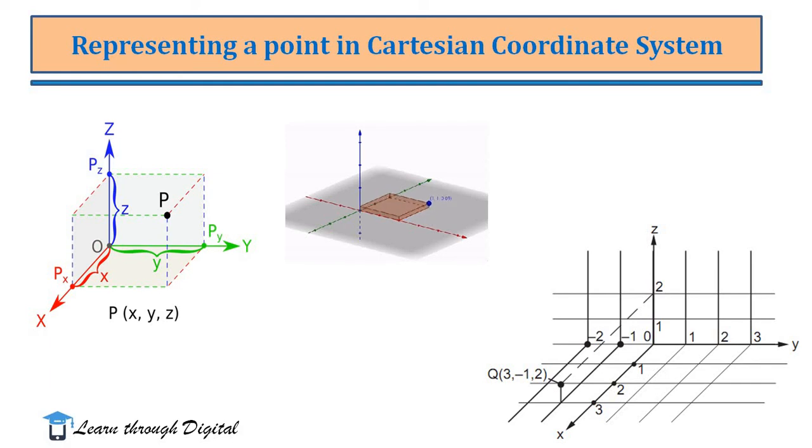Consider a point P having the coordinates x, y and z. It is represented as point P(x, y, z). Let us consider the point Q(3, -1, 2), which is shown in this figure. Okay, we consider Q is (3, -1, 2).